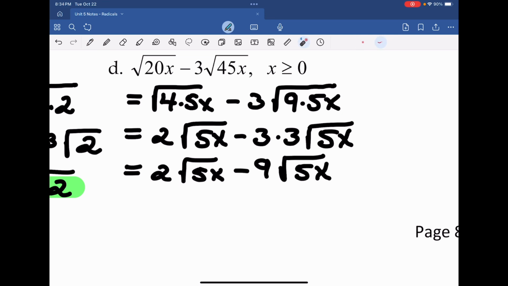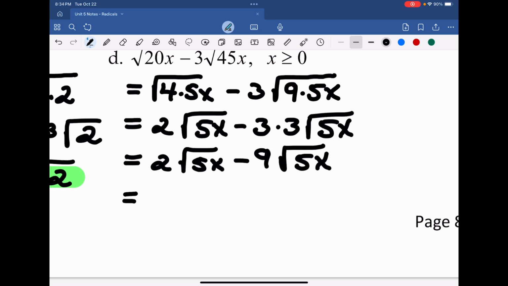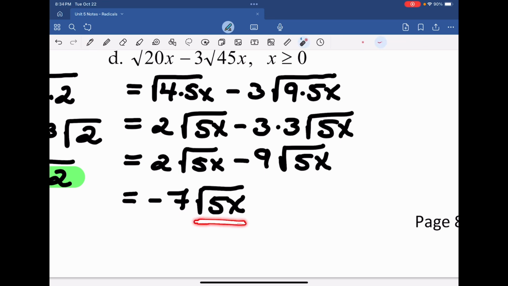And one thing we need to look for is, are our indexes the same? They are. Are our radicands the same? They are. So therefore, we can take our coefficients and subtract them. 2 minus 9 is negative 7 square root of 5x. Again, when we're adding and subtracting, we do not change the radical or the radicand or the index. All we change is the coefficient.